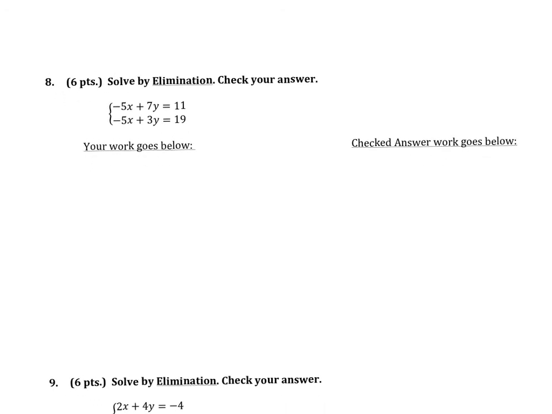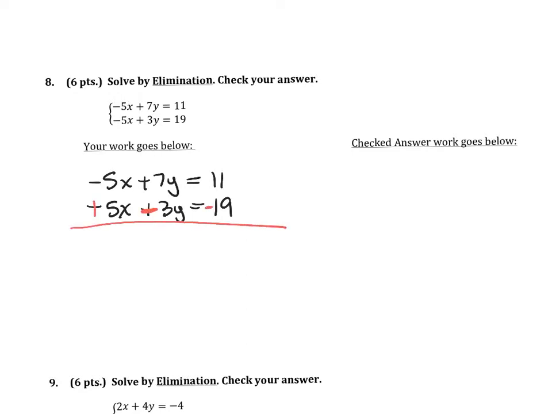Go ahead and try this one. In order to get this, I need to make opposites. So I am going to try to get rid of the x because I already have a negative 5 and a negative 5, so all I need is to make one of them a positive 5. And in order to do that, you multiply everything by negative 1. So when I multiply this by negative 1, it changes everybody's sign. Add down, 7 minus 3 is 4y, 11 minus 9 is negative 8. Solve like normal, divide by 4.